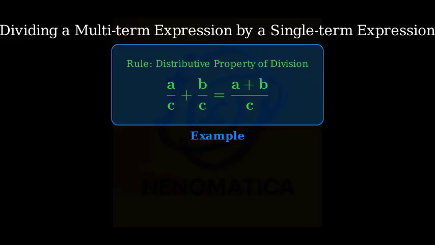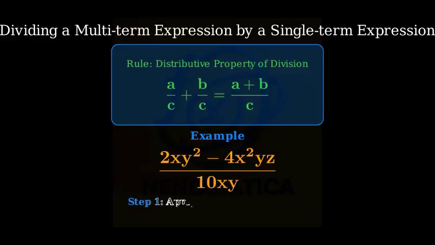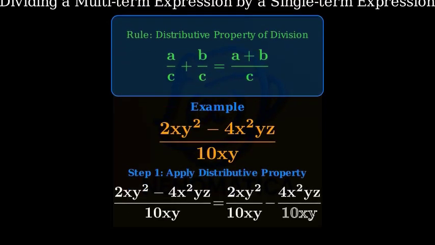Our first example is 2xy squared minus 4x squared yz, all divided by 10xy. We need to apply the distributive property of division. We'll divide each term in the numerator by the denominator. This gives us 2xy squared divided by 10xy minus 4x squared yz divided by 10xy. Now, let's simplify each fraction by dividing the numerator and denominator by their common factors.